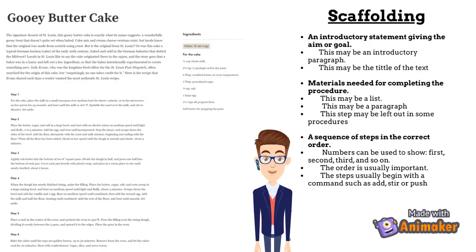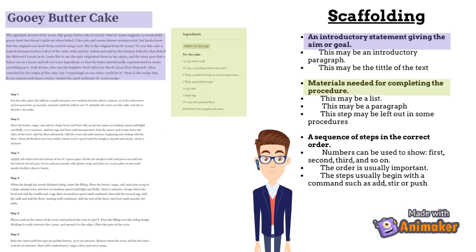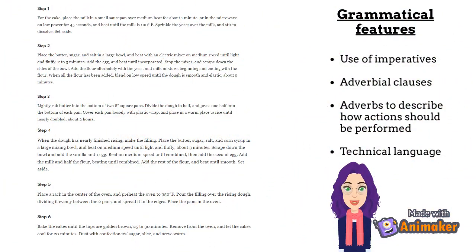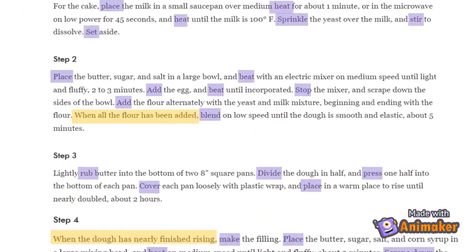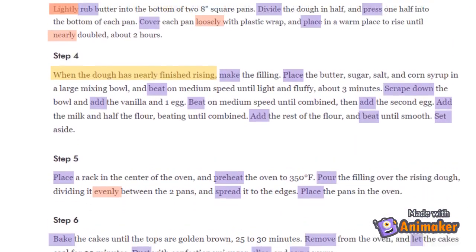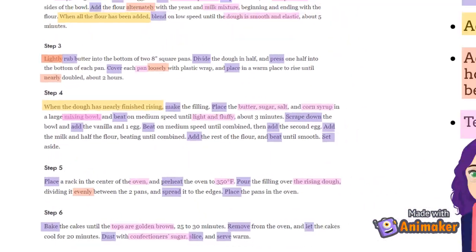The text follows the next scaffolding, which is the same as any instructive text, starting with an introductory statement, giving the aim or goal, in this case in the form of an introductory paragraph. Then the materials needed for completing the procedure, in this case a list. And finally, a sequence of steps in the correct order, in this case with a title with numbers, and the steps begin with a command. The grammatical features that we found in terms of instructive text were use of imperatives, adverbial clauses, adverbs to describe how an action should be performed, and technical language.